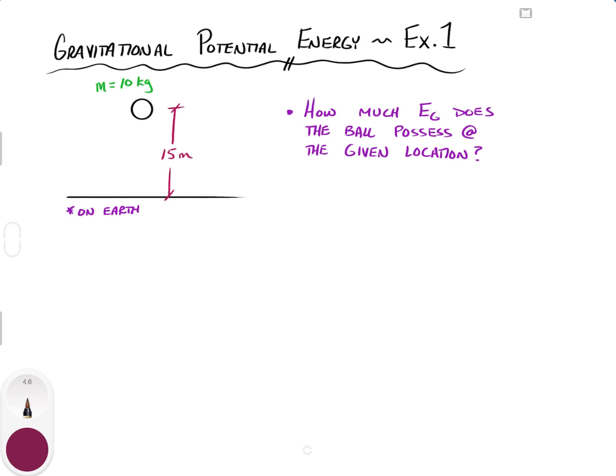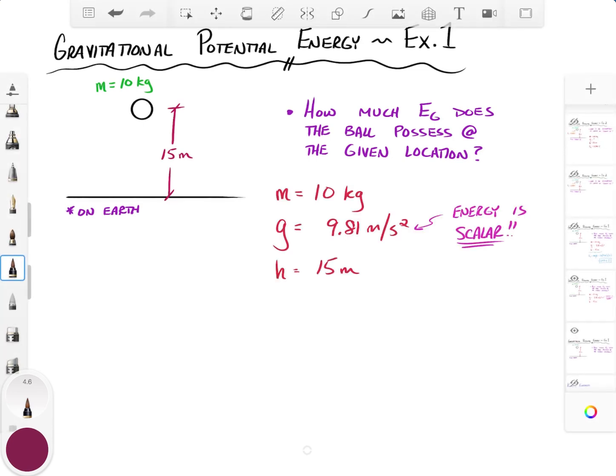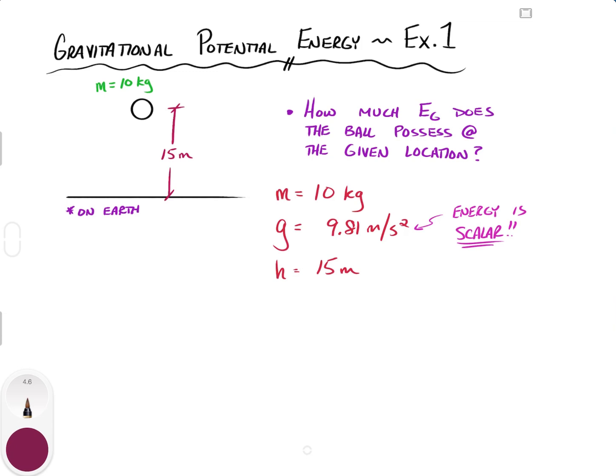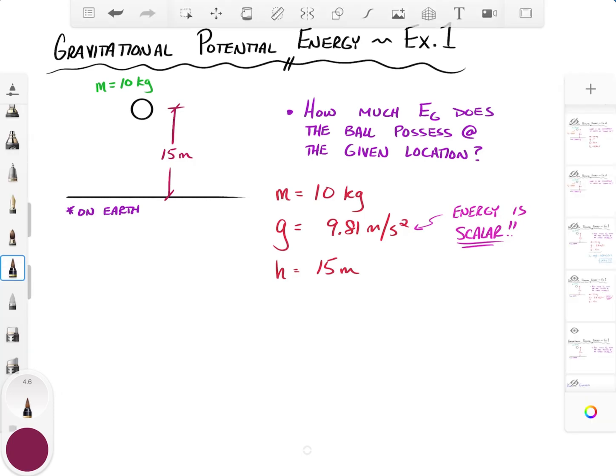So in order to calculate that, we just have to remember, well, in general, let's list our variables first. The mass is given as 10 kilograms. You'll notice I wrote the acceleration as 9.81 meters per second squared instead of negative, and that is quite simply because energy is a scalar. So direction does not affect this quantity, so we can just ignore the negative. And we know that the height off the ground is 15 meters.